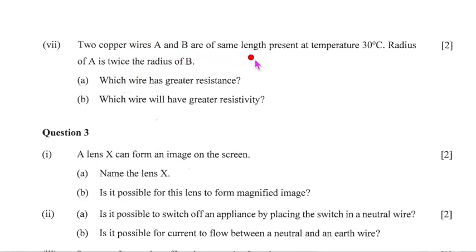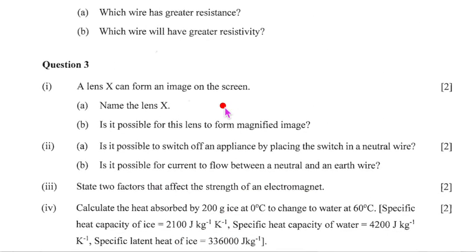Then we come to the seventh subpart of question 2. Two copper wires A and B are of same length, present at temperature 30 degrees C. Radius of A is twice the radius of B. Which has the greater resistance? Remember, the radius is more for A, which means it will have more area of cross section. So the factor on which the resistance depends is, remember, the length directly proportional, and then area of cross section, it's inversely proportional. And which one will have greater resistivity? Resistivity is the property of the material. Same length and two copper wires, copper is the same, so they will have the same resistivity.